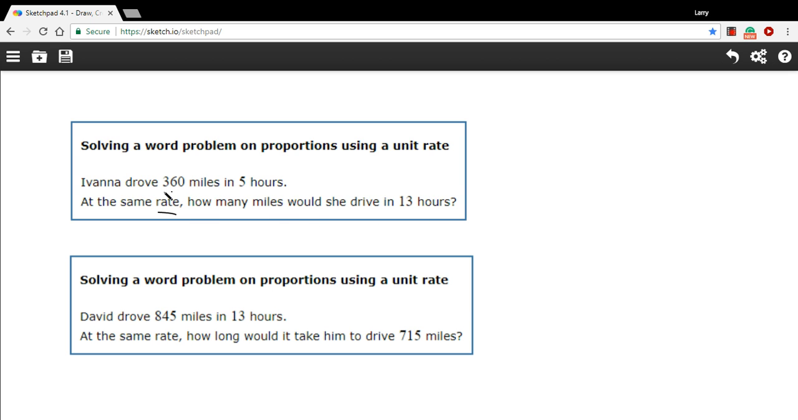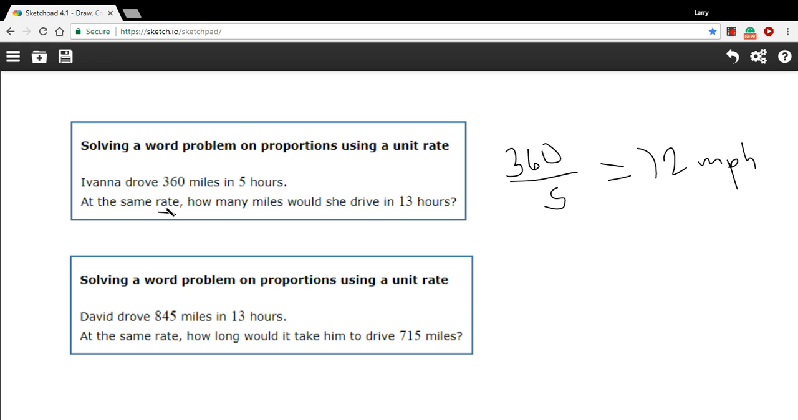So what we want to do first is figure out a rate, the rate that Ivana is driving at. When we figure out rate for miles and hours, we're doing something called miles per hour. How many miles do you drive in 1 hour? To get that, all we need to do is take the number of miles and divide by the number of hours. So in this case, 360 divided by 5, and that is 72 miles per hour. So Ivana's going pretty fast.